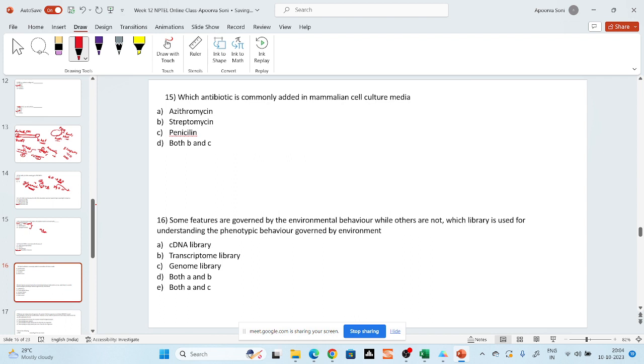Streptomycin and penicillin. Which antibiotic is added? Ma'am, option D. Yes. So both penicillin and streptomycin are added. When you are doing any mammalian cell culture media preparation, we have a cocktail which is known as pen-strep. So we need not add penicillin and streptomycin individually. We have a cocktail which has both penicillin and streptomycin that we add.